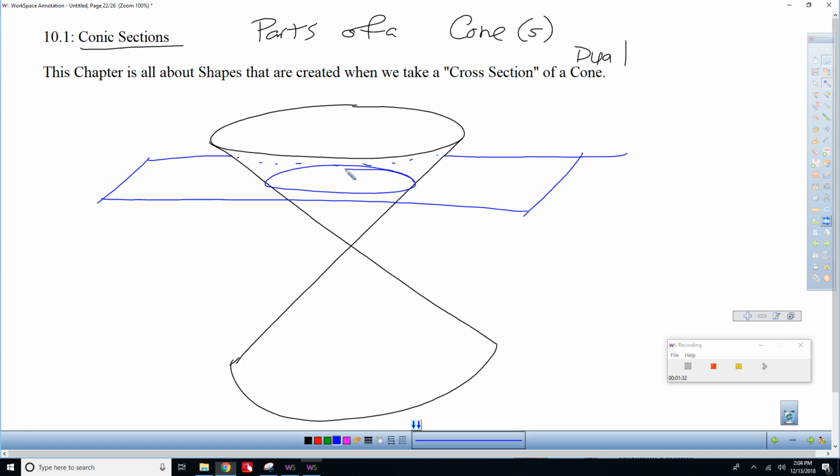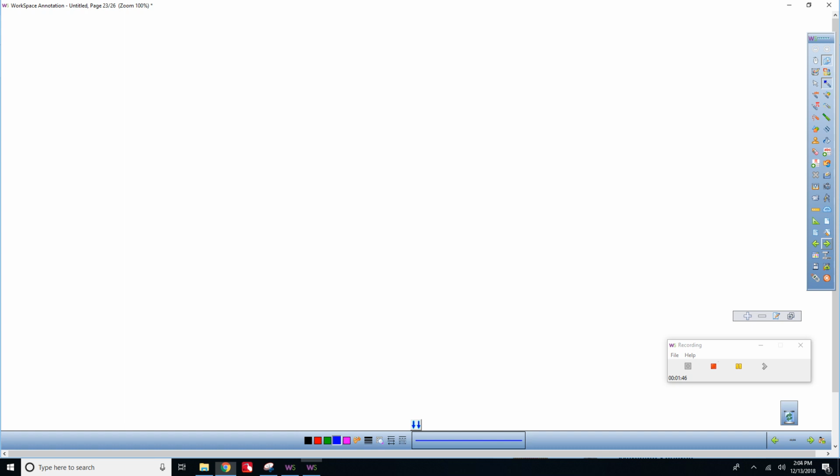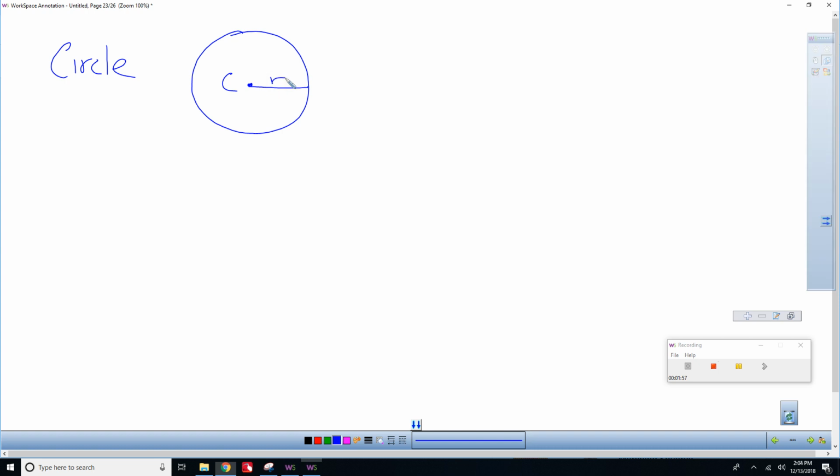Okay, and those look like ellipses, but if we looked at that plane from the top, it would actually be a circle, just like that's a circle. Okay, so what are the conic sections? Well, you just found out the first one. One is a circle. Okay, and you know what a circle is. It's a set of points in equal distance from the center, and the distance that they are from the center is called a radius. The second conic section is called an ellipse.